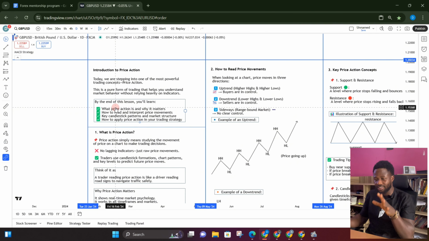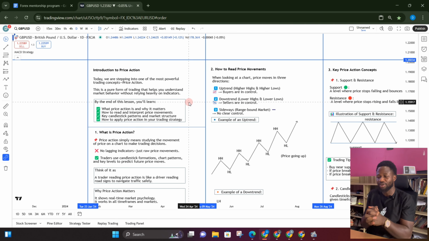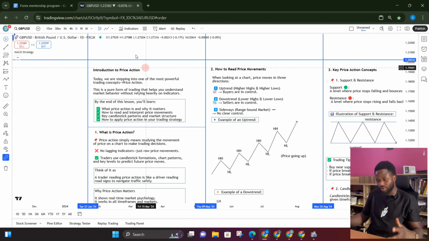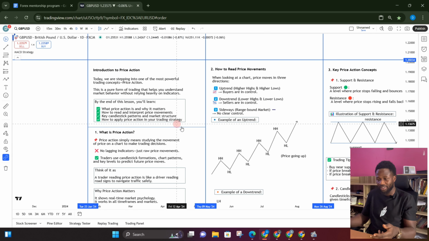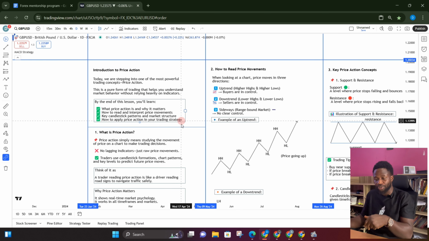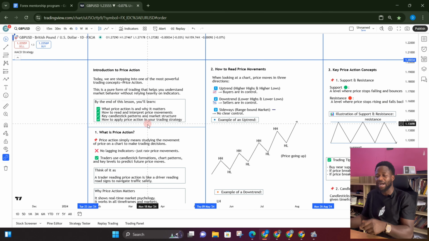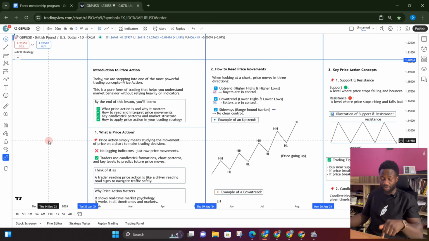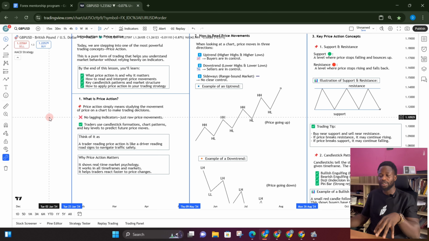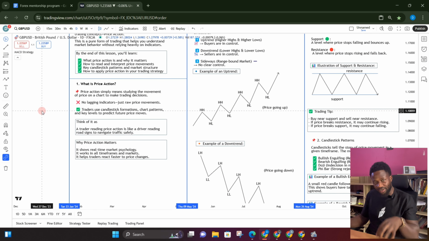This is a pure form of trading that helps you understand market behavior without relying on indicators. By the end of this lesson, you will learn what price action is and why it matters, how to read and interpret price movement, key candlestick patterns and market structure, and then how to apply price action in your own trading. After this week 3, next week 4, after the live session, you will start trading a demo account. So get ready. Let's get to it.